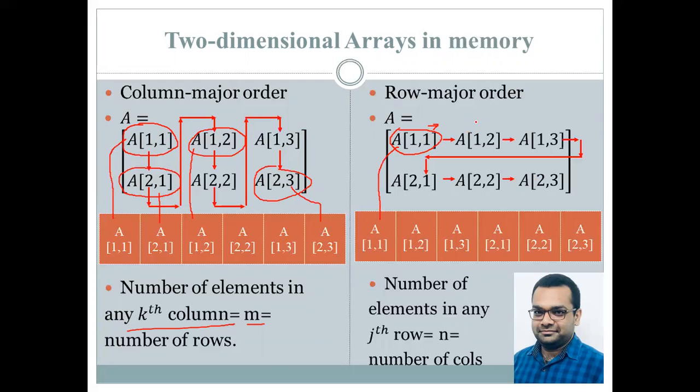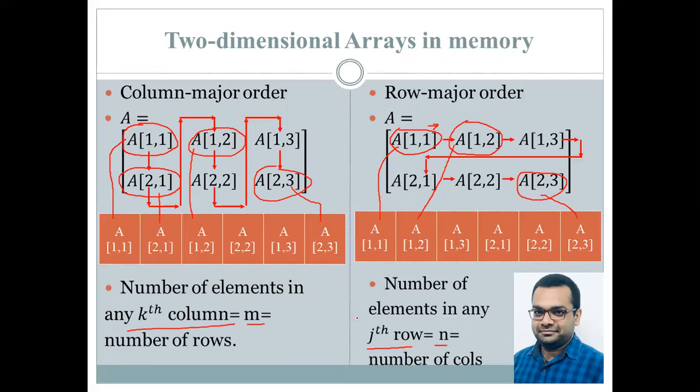Now progressing along the row, A12 is the second element that we encounter, so that is stored at second index and so on till we reach A23, that is the last element to be stored. Now an important point to note over here is again the number of elements in any jth row is equal to n, that is equal to the number of columns.